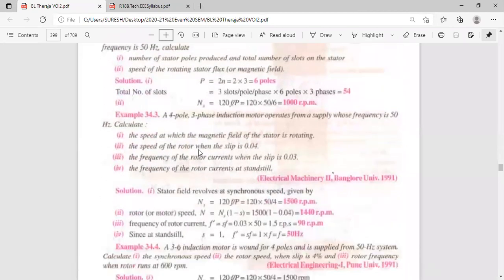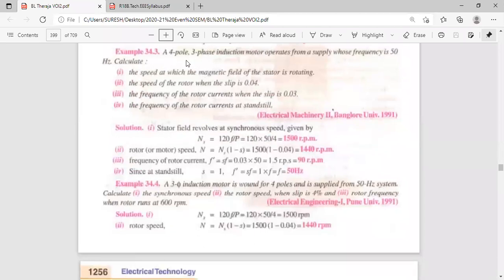Now we'll go to the next problem. See here, a 4-pole three-phase induction motor. What is the value of P here? P is equal to 4. It operates from a frequency of 50. Calculate the speed at which the magnetic field of the stator is rotating.